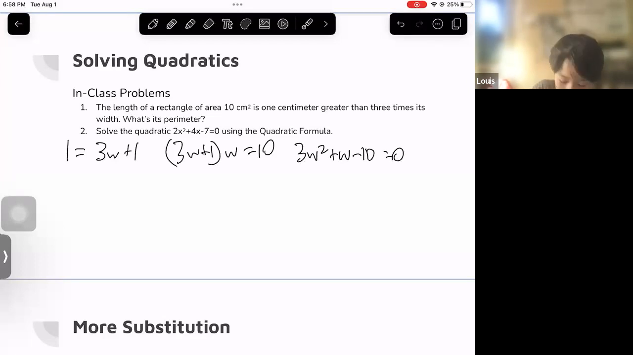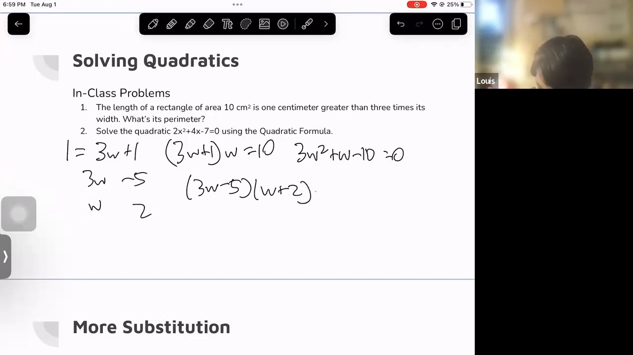And we can factor it as follows. So 3w, w, negative 5, 2. So (3w minus 5) times (w plus 2) equals 0. So either w equals 5 over 3 or w equals negative 2. But the width must be positive, so we can eliminate the possibility of the width equaling negative 2.